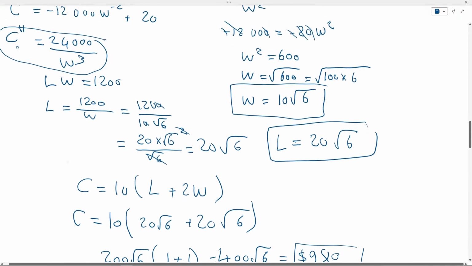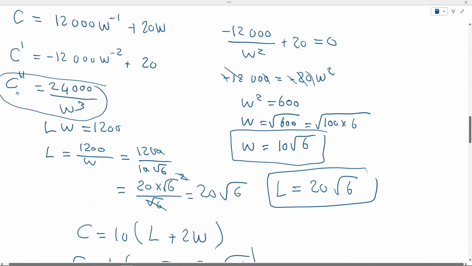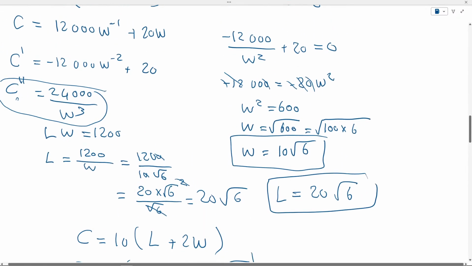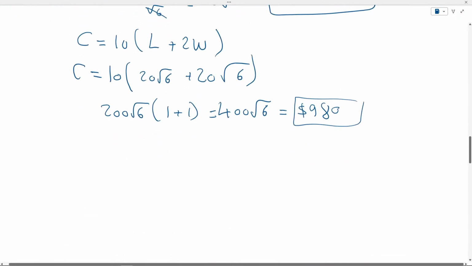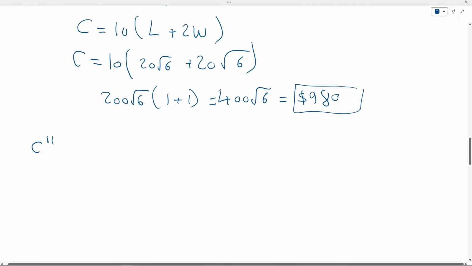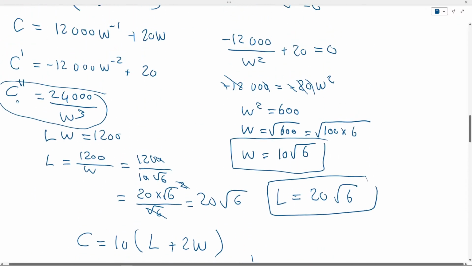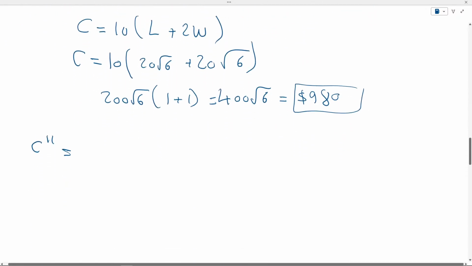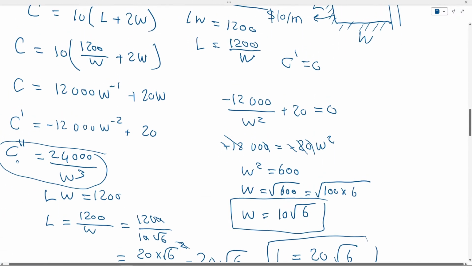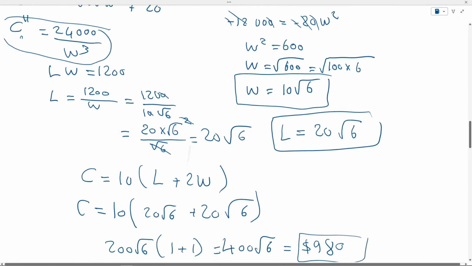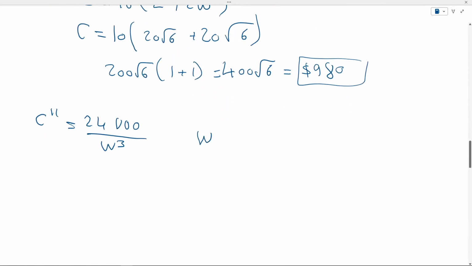Remember, what critical point did I get in this problem? Let me write it here. I never used this one. I forgot to use it, but that is obvious because this is W cubed. What W did I get? What critical point? When I solved it for this, I got W equal to 10 to the power of 6.